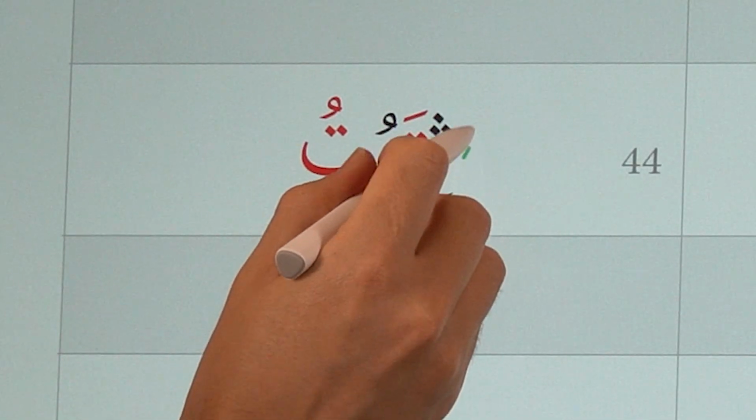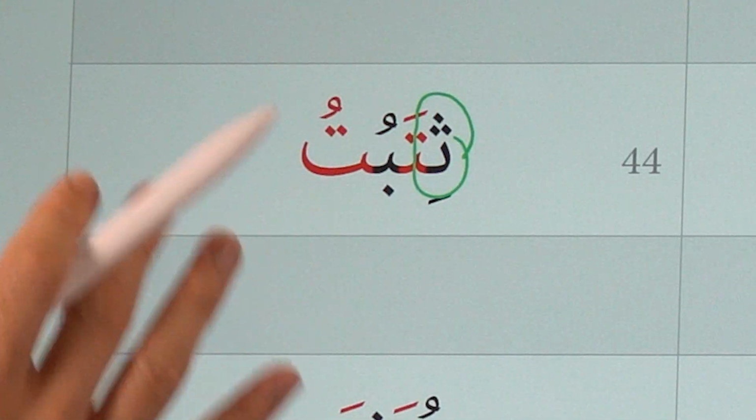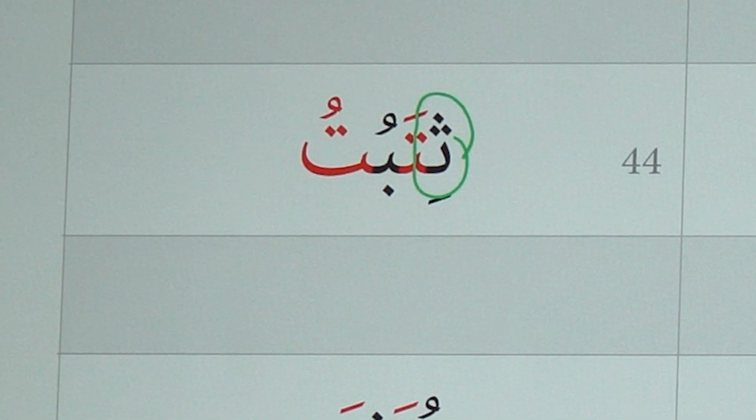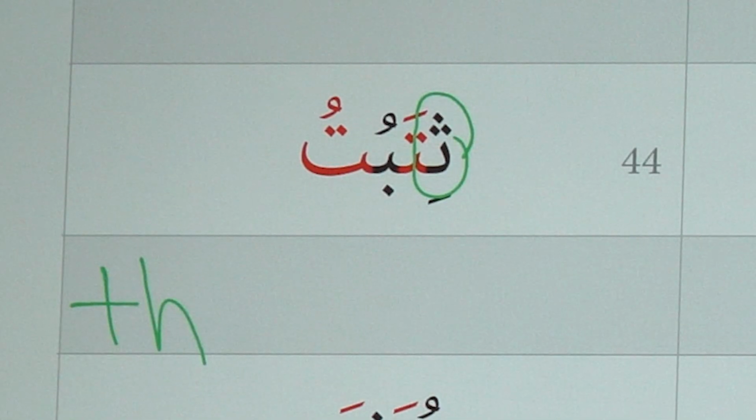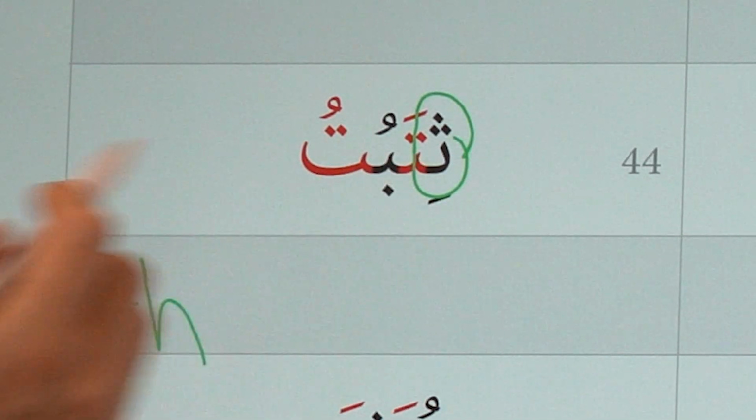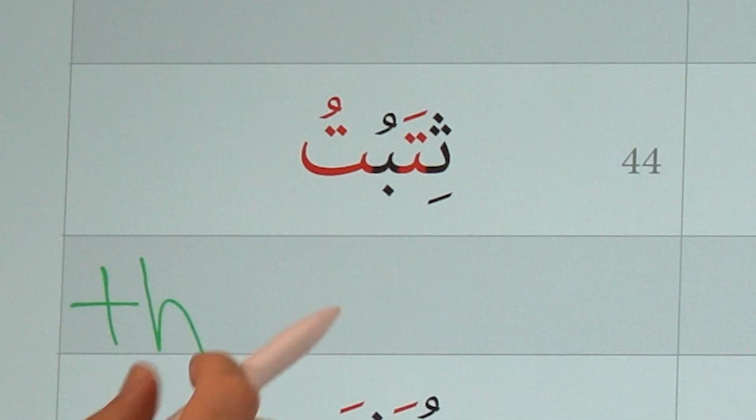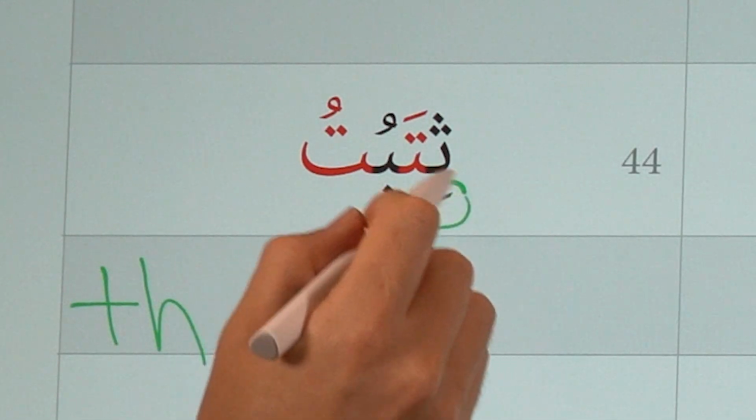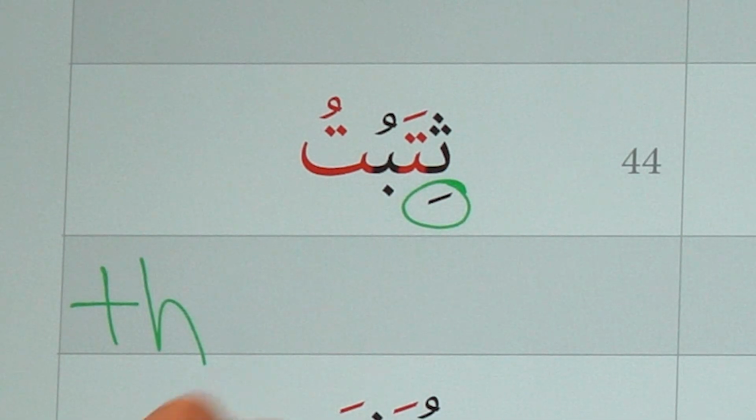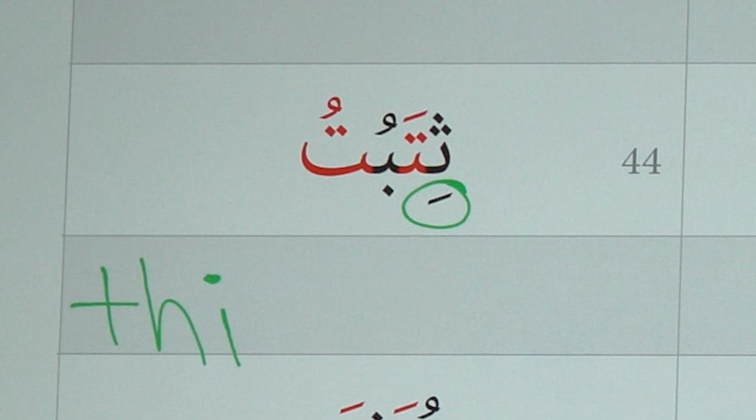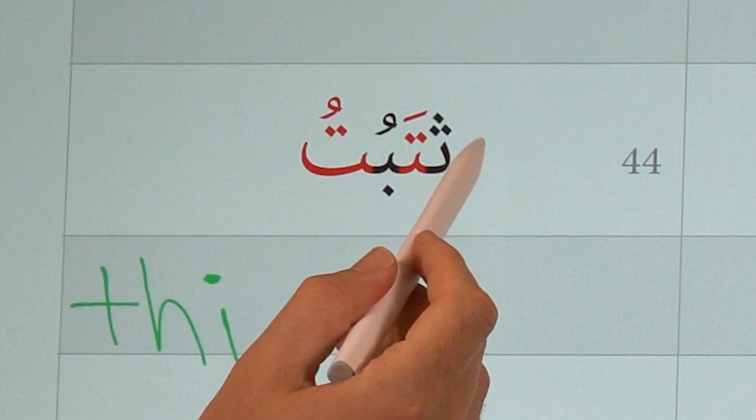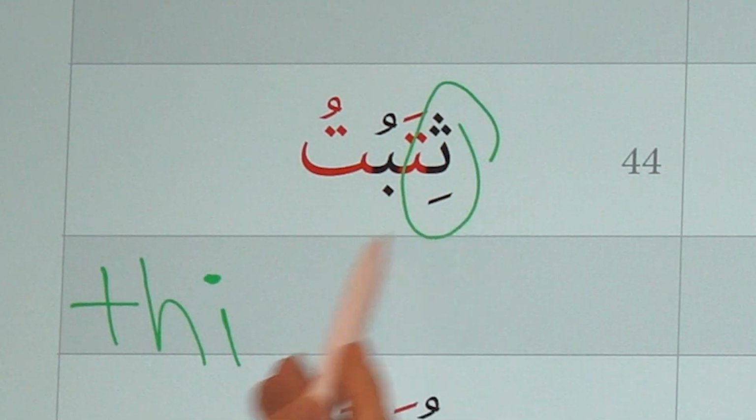Step number one, we identify the letter. Which letter has three dots above it? That is the letter tha, which sounds similar to the English TH. So we write TH for the letter tha. Next, we look at the haraka. There is a haraka beneath the letter tha. A line that is written beneath a letter is called a kasra, and it represents the sound E, which we use the letter I in English to represent.